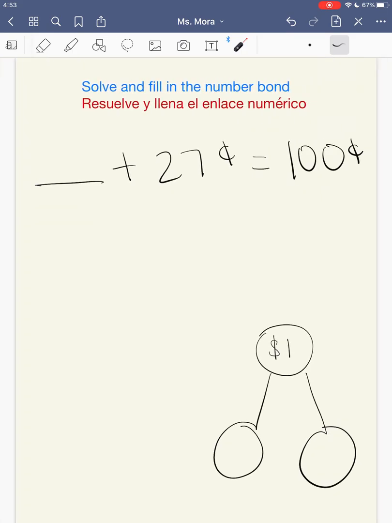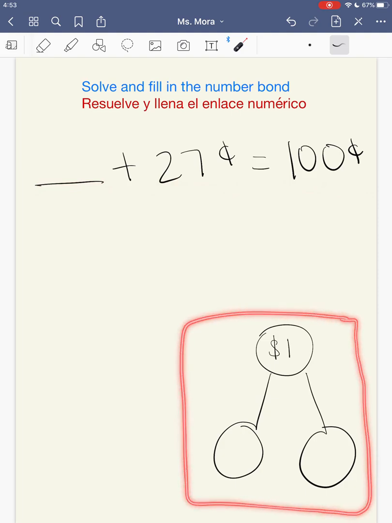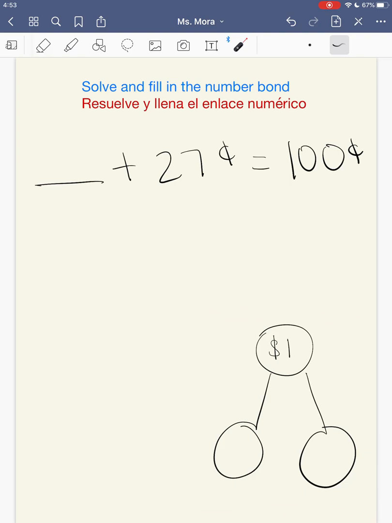Alrighty guys, try this one on your own. So our number sentence is blank plus 27 cents equals 100 cents. And here's a number bond already. Alright. So go ahead and try this one out by yourself. Think about what you need to do to figure out what goes in this blank. Alright, solve it and then push play when you're ready to check your work with me, alright?